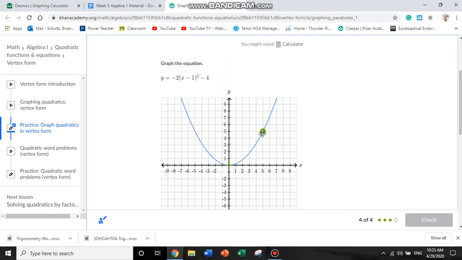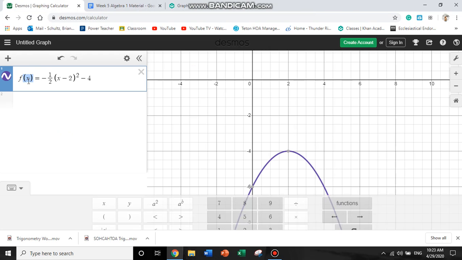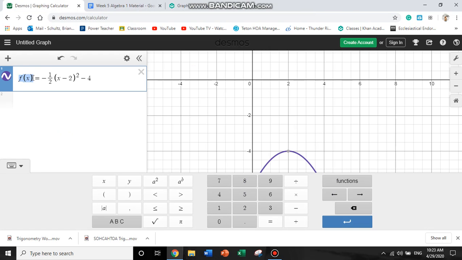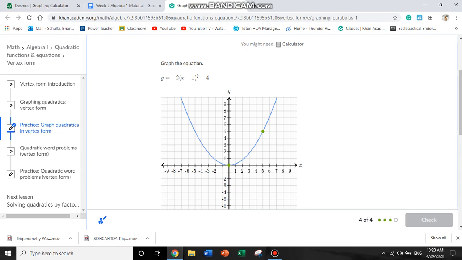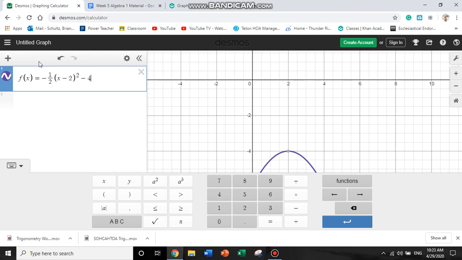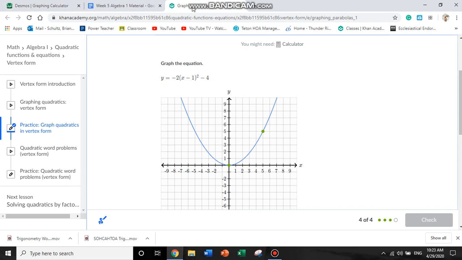So next question, we have -2 and then x minus 1 squared minus 4. Just so you know, you can either leave this as f of x, you could put it as y. Notice here it has y here. You don't have to change that. As long as it's either f of x or y as your beginning of the function, you'll be fine. So I'm just going to leave it as f of x.